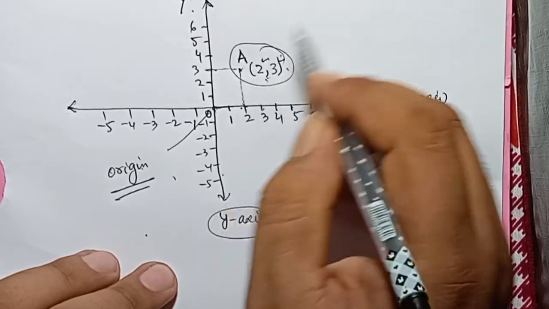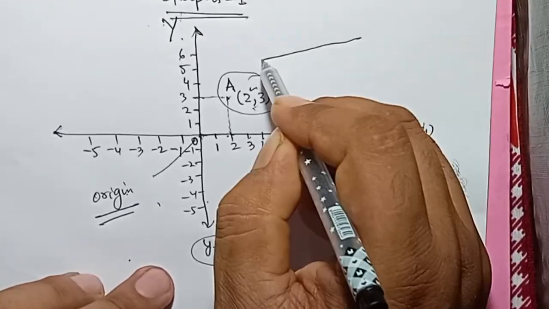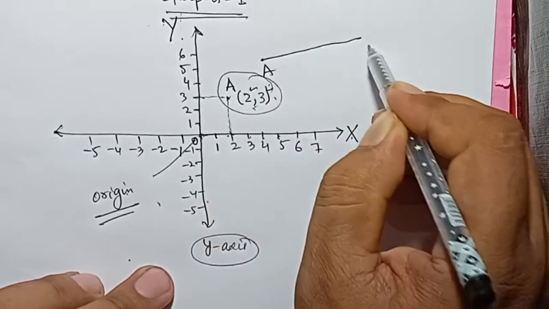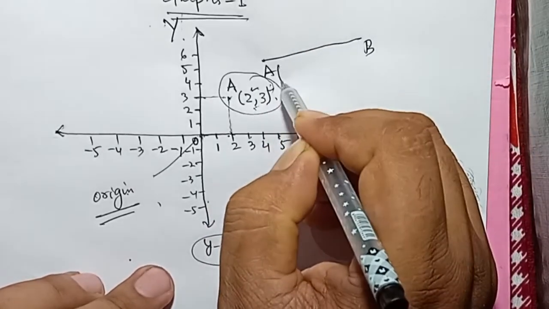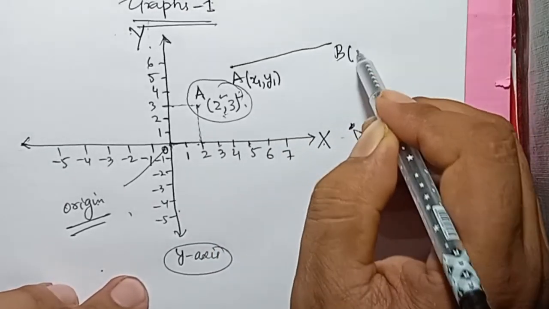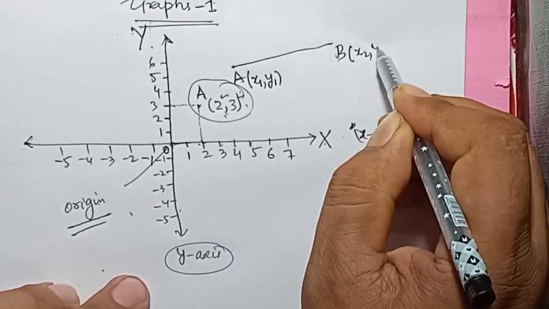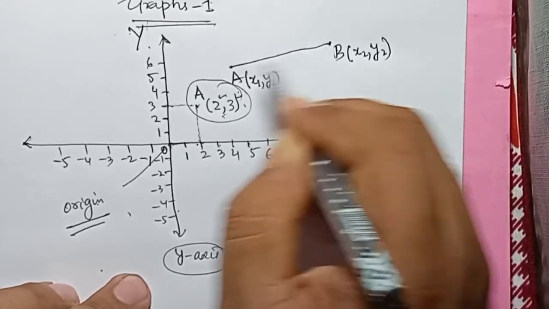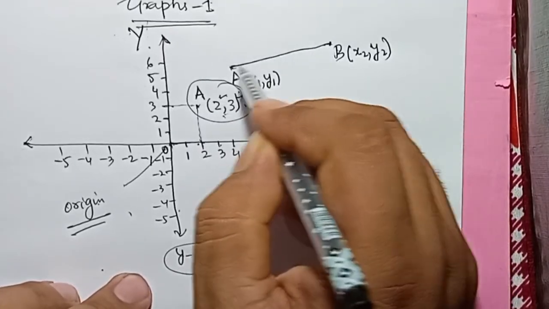If there is a line, for example like this, we have this A and B, this will have 2 points, for example x1, y1 we are keeping, and this will also have 2 points, that's x2, y2. So these are the 2 points there.